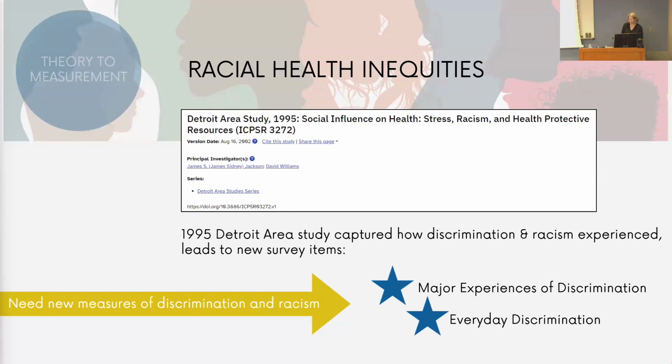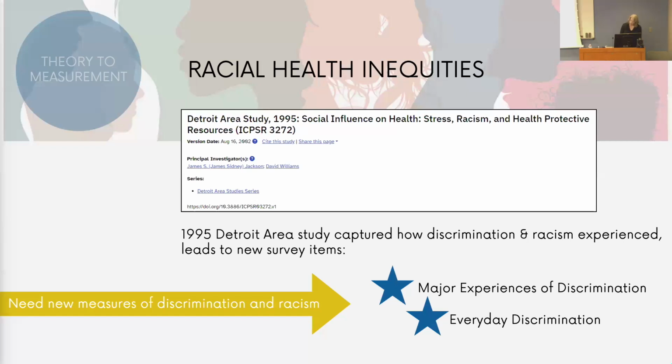And the 95 Detroit area study was really important because it helped the PIs, who you can't read here, which are James Jackson and David Williams, who you just heard from in the atrium, to steer toward new measures of discrimination. And these led to capturing how discrimination and racism were experienced by the residents in Detroit, leading to some new items that are now on many major national surveys of the population. And these include the major experiences of discrimination scale and everyday discrimination. And has anybody ever used one of these measures in their own research? I'm sure many of you know about these, have used them.